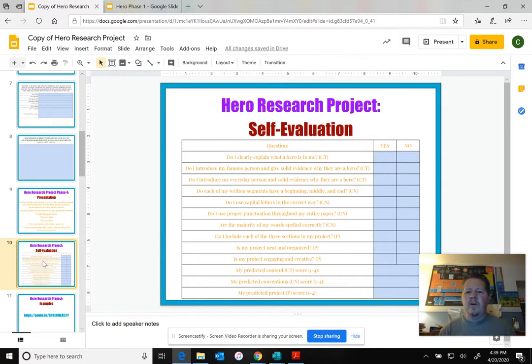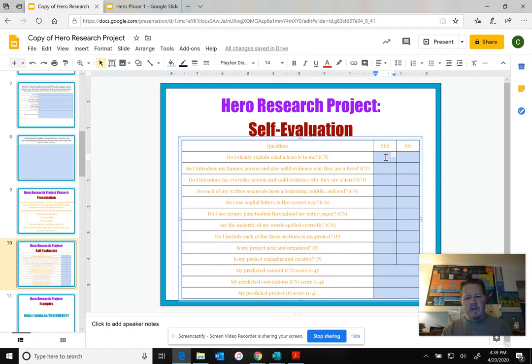When you complete all the phases, do this self-evaluation. So here are some questions, and you're going to type in either yes or no. So if you did it, you might put an X there. If you're like, oh, maybe I didn't do that, so be honest. And then you're going to give yourself a score, 1 through 4, for your content, your conventions, and your presentation.